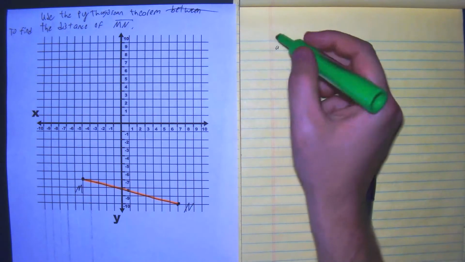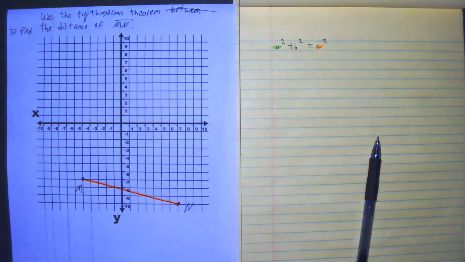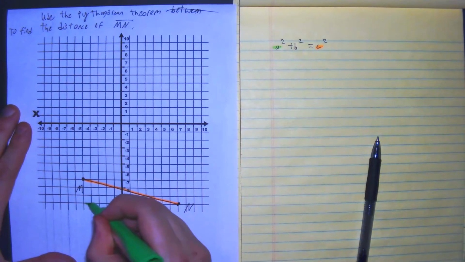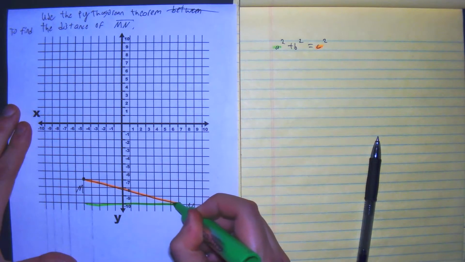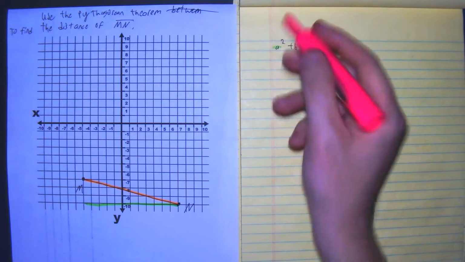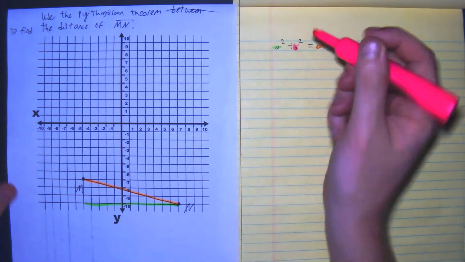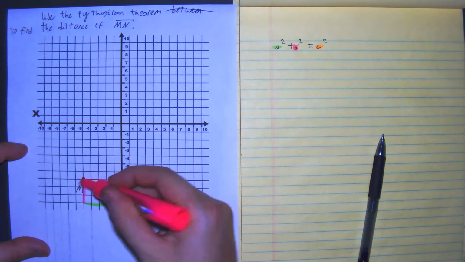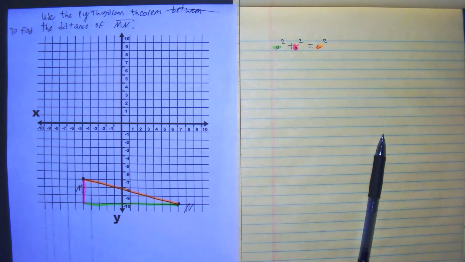It doesn't really matter how you choose A. I just like to keep it consistent with the horizontal distance. So we're going to say A is the horizontal distance, and B is the vertical distance. Remember, it's a distance, therefore our answer needs to be a positive number greater than 0.